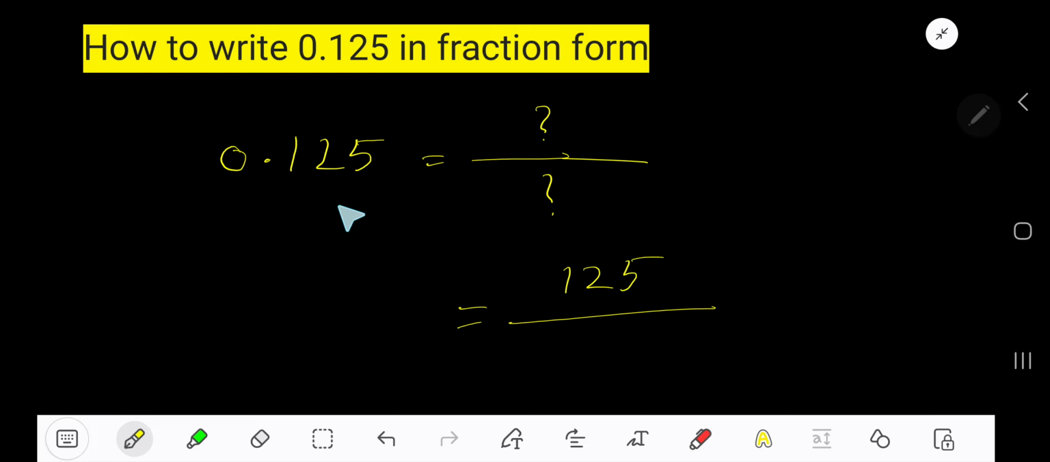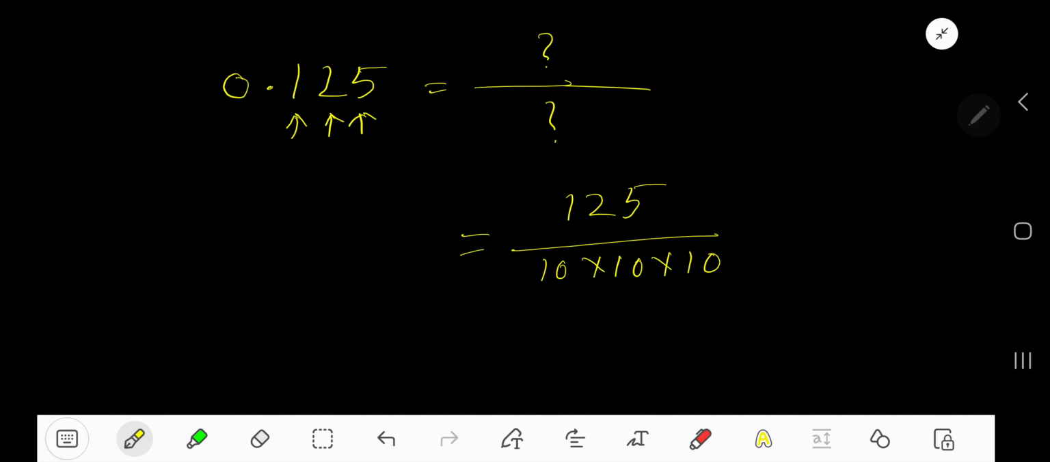And for the denominator, for every digit after the decimal, you have to consider 10 as a multiplication. As we have 3 digits after the decimal, we have written 3 tens as a multiplication. If you want to reduce or simplify this fraction in one step, then you need to divide the numerator and denominator by the greatest common factor.